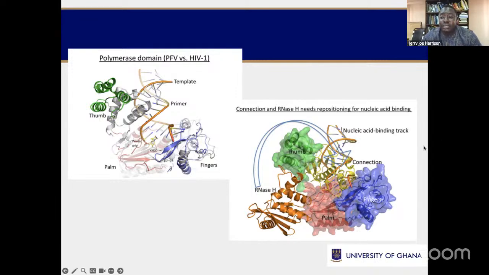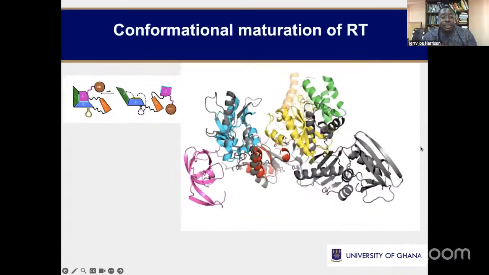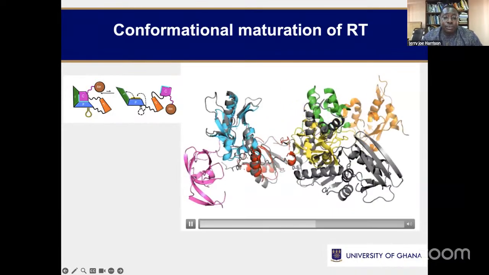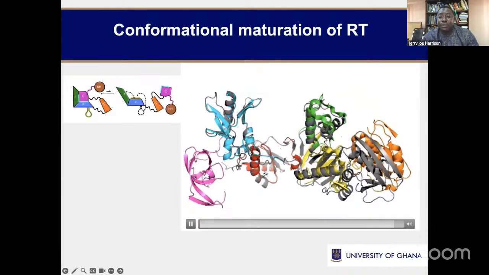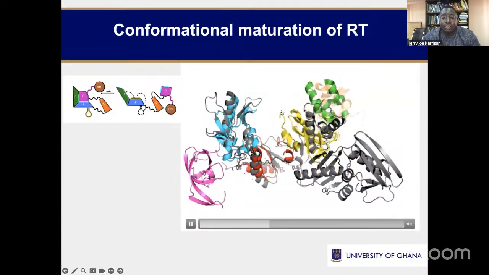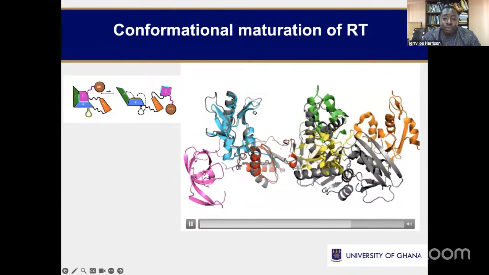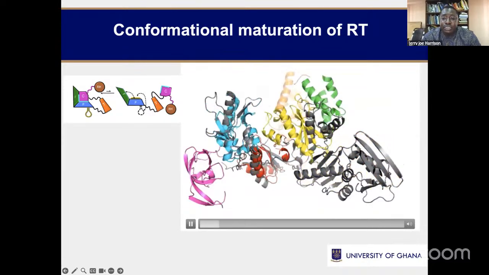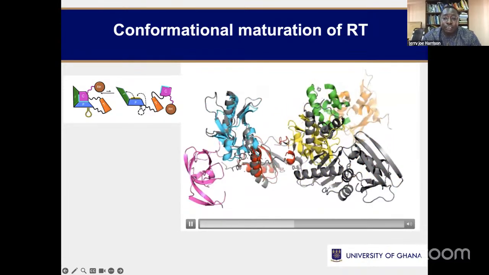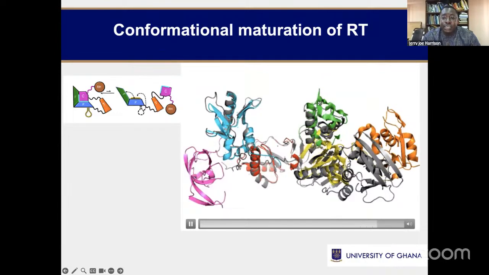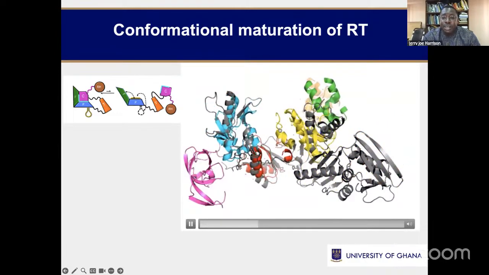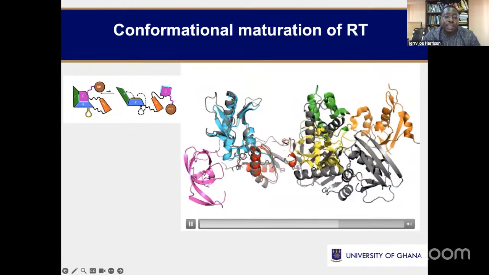This is all very interesting. Here you see a cartoon representation of what I was saying. You see where the RNC domain had to move all the way to this place, and the thumb has to move from where it was originally into this position, while the connection domain rearranges in there.